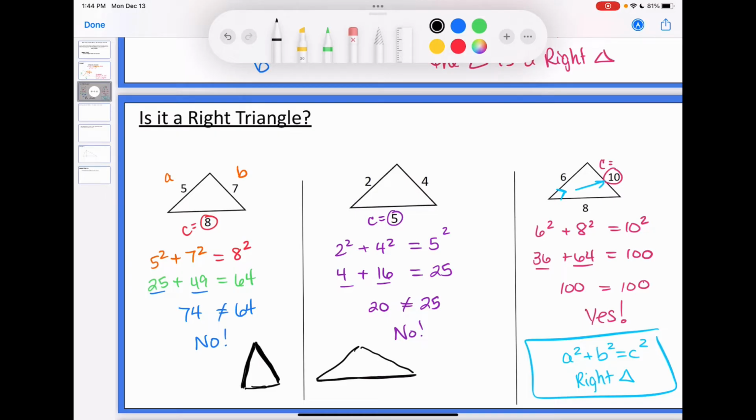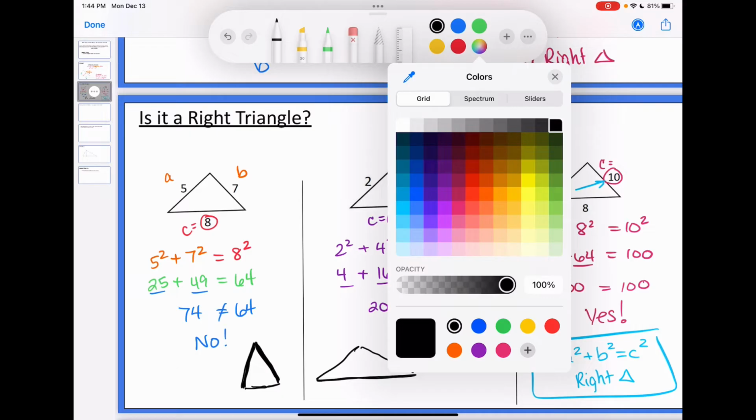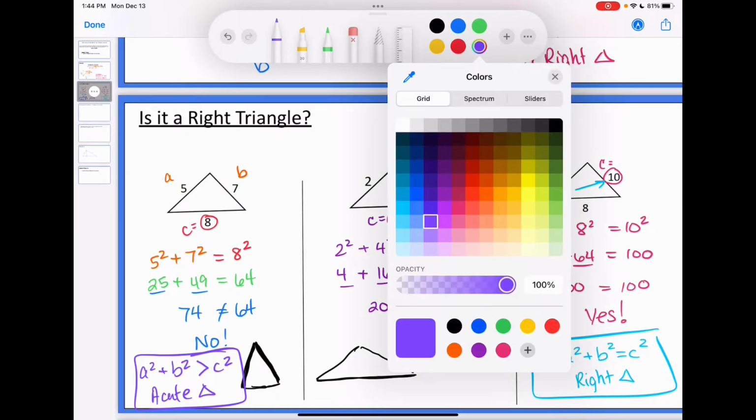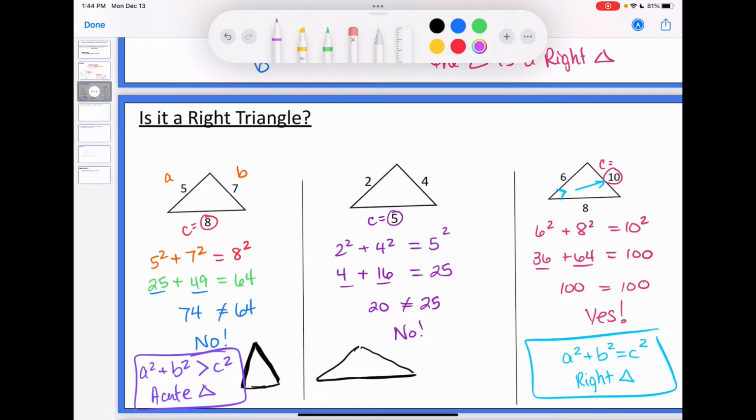So if my legs are long compared to my hypotenuse, the a squared plus b squared is bigger than c squared. If a squared plus b squared is bigger than c squared, that means I have an acute triangle. And if I have like our middle one here, where the hypotenuse is really long compared to the two legs, so a squared plus b squared is shorter than c squared, right? C squared is the longer side. That means that I have an obtuse triangle.